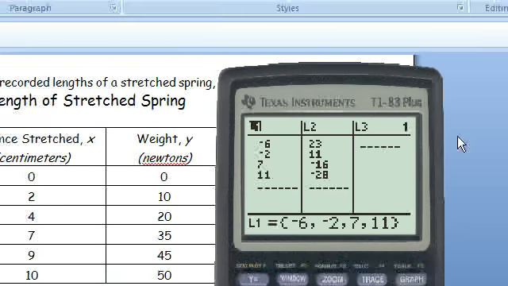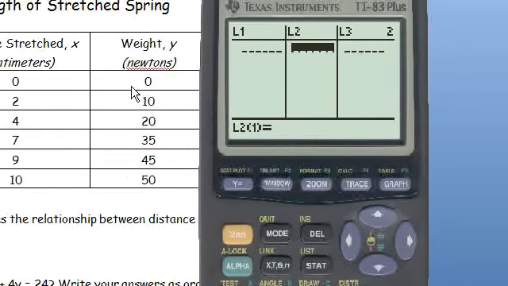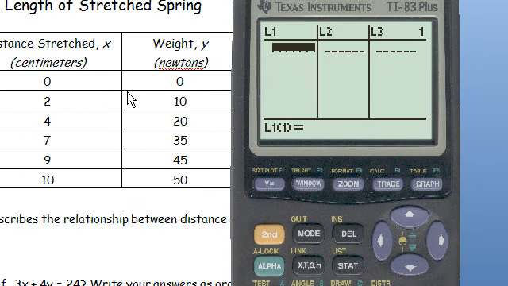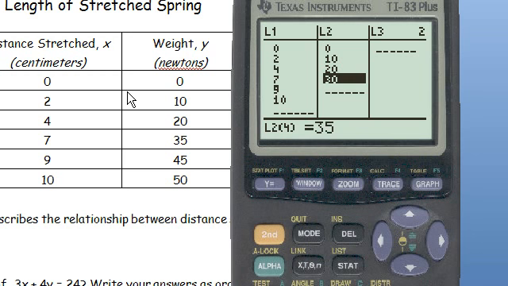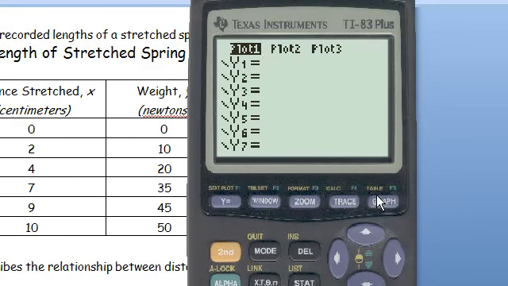Let's see here. We'll clear our lists here. Alright, and let's put in our info. 0, 2, 4, 7, 9, 10. Oops, not 9, 10. Let's put in this side 0, 10, 20, 30. Oops, that's 35, 35, 45, 50. Okay. And I'm just going to graph that on our stat plot.